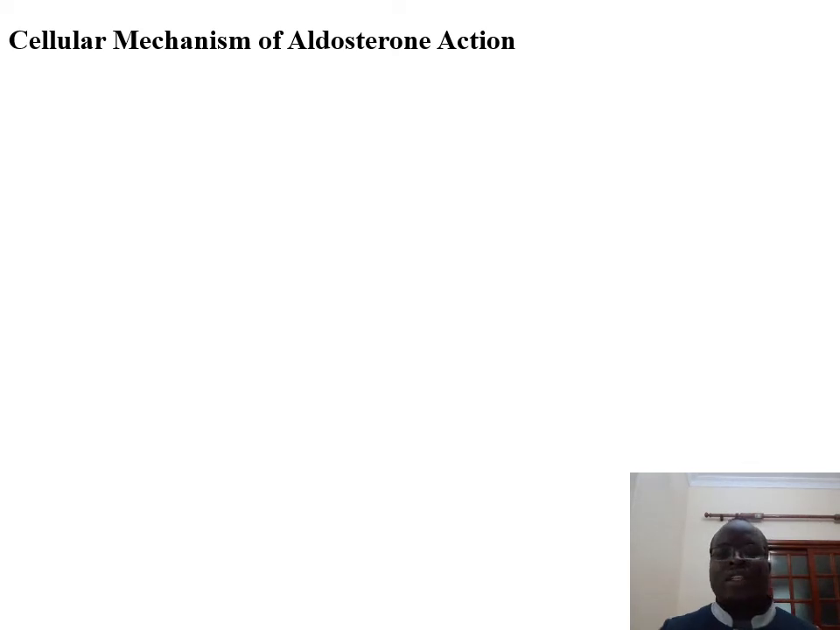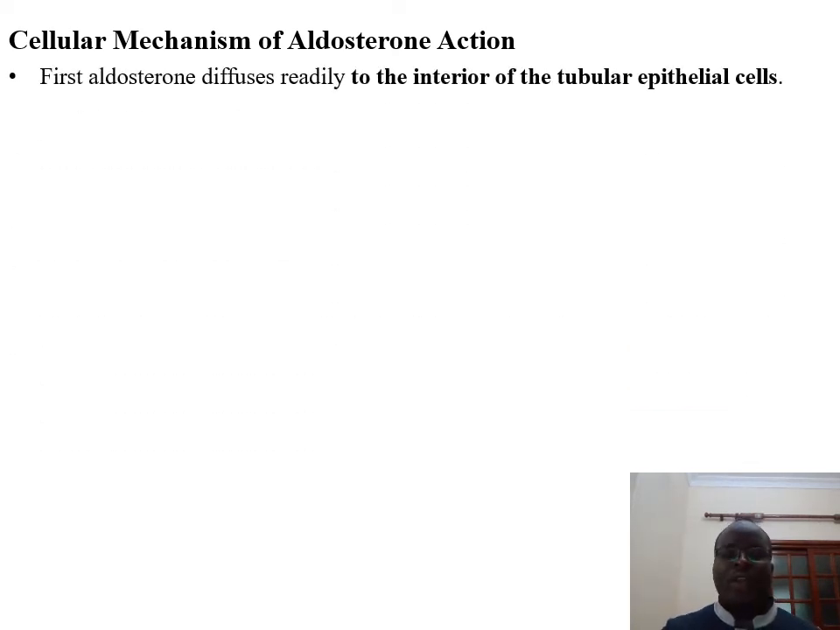The cellular mechanism of aldosterone. What is the actual mechanism of action for aldosterone? First, aldosterone diffuses readily to the interior of the tubular epithelium cells. It will be transported by plasma proteins. So 60% is binding to plasma proteins, 40% is transported as free aldosterone to the epithelium cells of the kidney nephron. There it is going to cross the phospholipid bilayer because it's fat soluble.